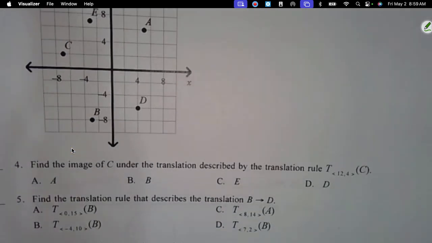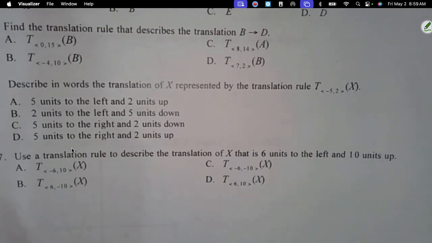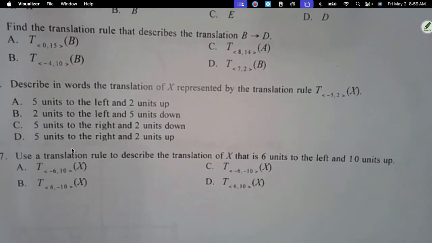Okay. Number 6. Describe in words the translation by this rule. So where does it move? It says -5, 2. What does that mean? Left 5, up 2. That's how I would describe it. Left 5 and up 2. That means 5 units to the left, 2 units up. So that one's answer choice A.